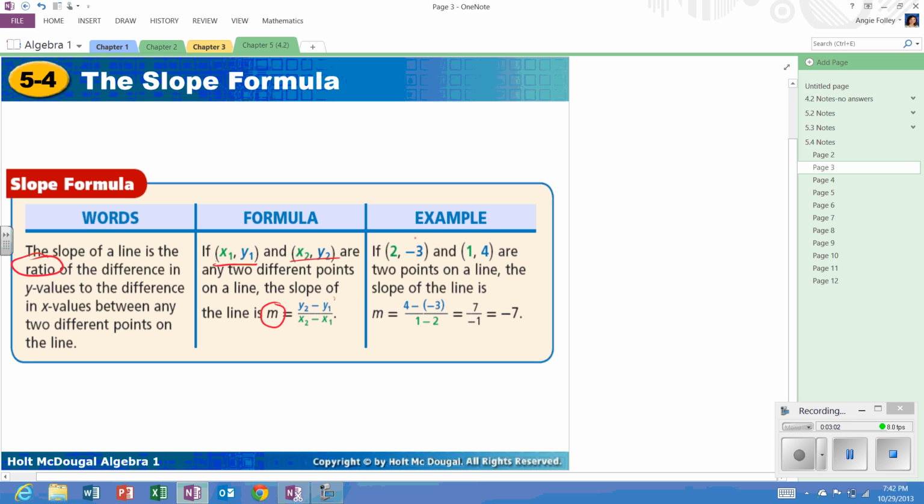So for example, if I have the point 2 comma negative 3 and 1 comma 4, we take our y2, which is 4, minus our y1, so minus a minus 3, divided by our x2, which was 1, minus our x1, 2. So we're going to have 4 plus 3, which becomes 7, divided by a negative 1, so our slope is negative 7.